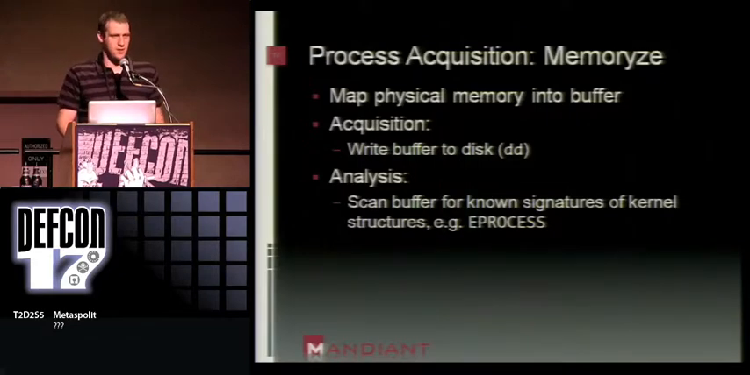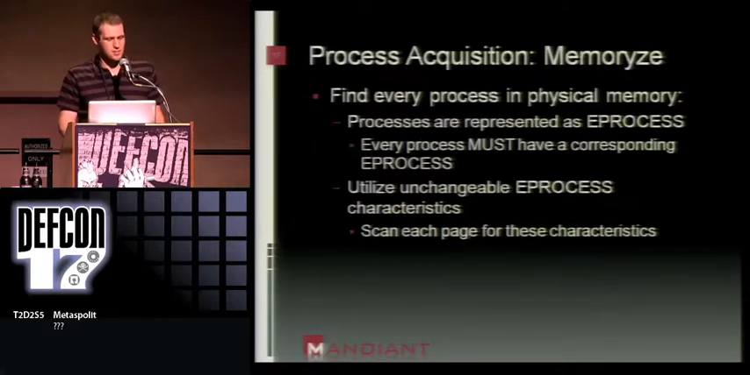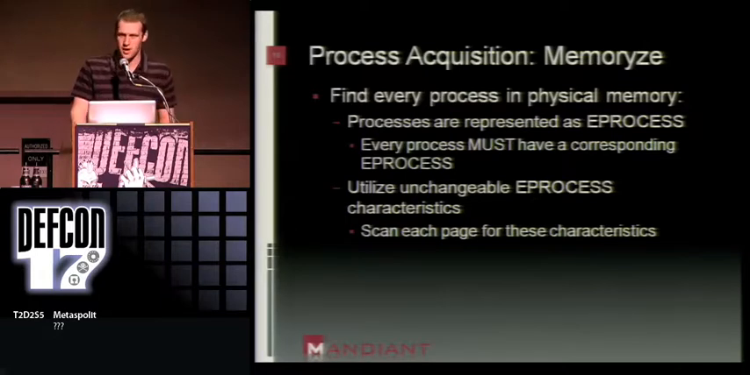So once we have access to physical memory, we are going to translate that virtual address to some offset within that section object. We're going to seek to that offset, and then we're just going to read what's in that physical memory. So we map that physical memory into some buffer. We're going to scan that buffer for some known signature. Basically, that signature is going to be something that represents a known structure that we're aware of. In this case, it's going to be a process structure.